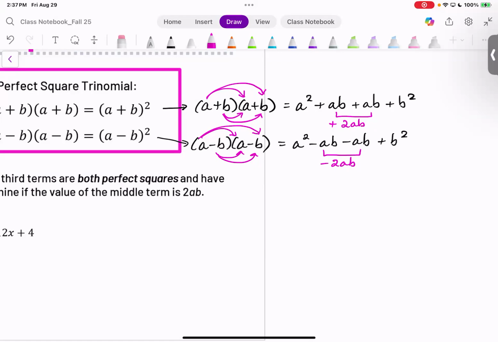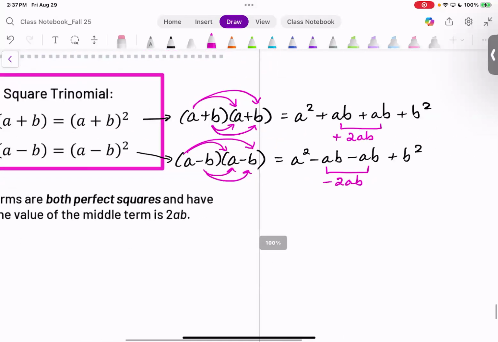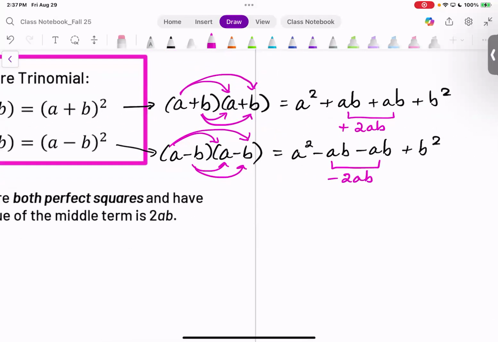So unlike the conjugates, when I multiply a perfect square binomial, right, I multiply a binomial times itself. Instead of getting equal but opposite middle terms, I have equal middle terms. And so they just double. I get two of them each time.